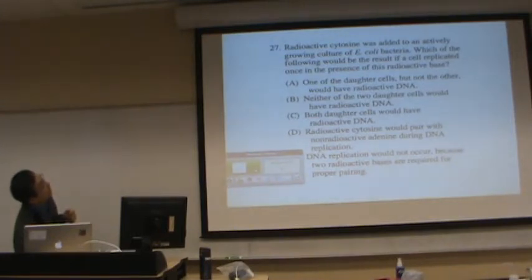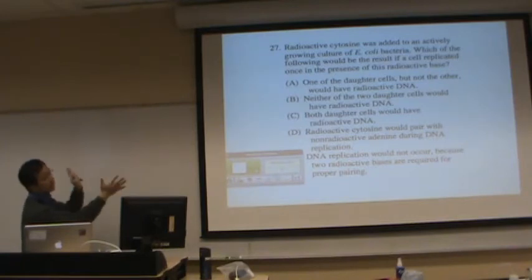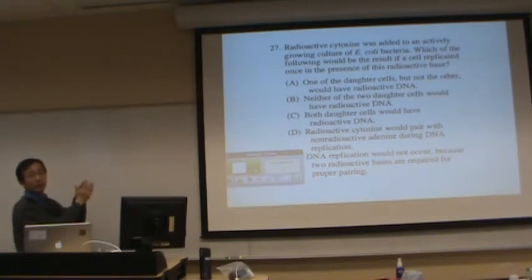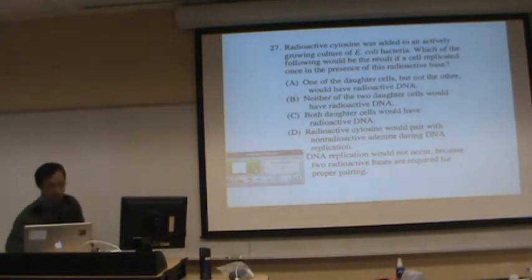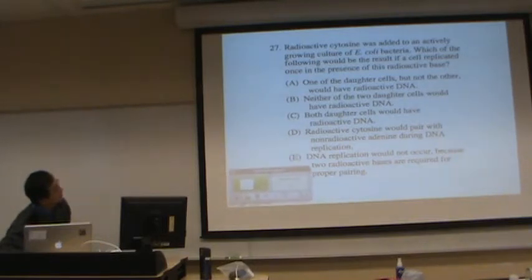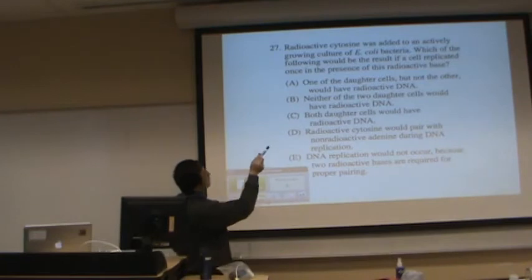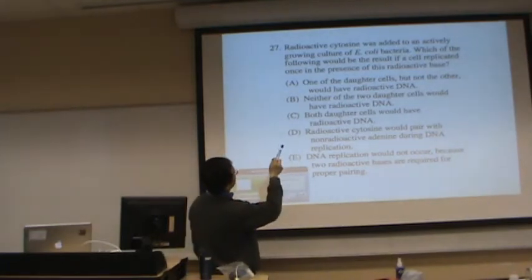And after the cell has replicated once, what does that mean? It goes through the cell cycle once, so one cell splits into two cells. And then we have 5 choices. One of the daughter cells, but not the other, would have radioactive DNA. Either of the 2 daughter cells.